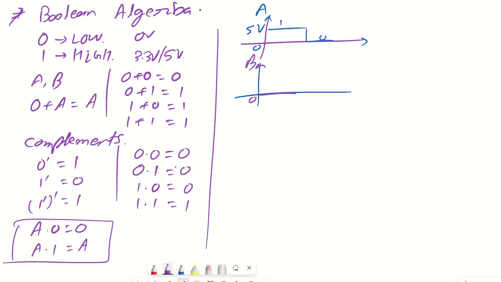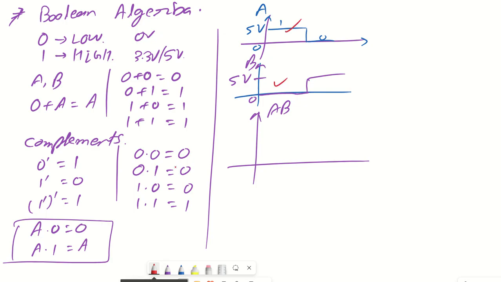Now if I want to multiply both of them, let us say this is my 5 volt and this is my 0, what will be my expression AB? Can you guys tell me? See, this is 1, this is 0. If you multiply them both, 0 into 1 is going to be 0, and again 0 into 1 is still 0. So AB will always be 0, because both are opposite to each other. If AB has to be 1, both of them have to be 1.